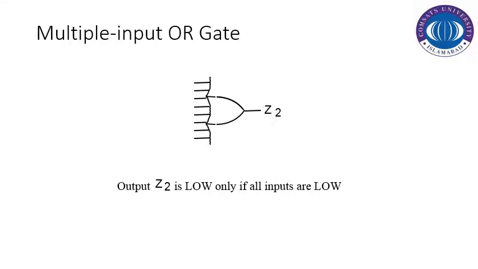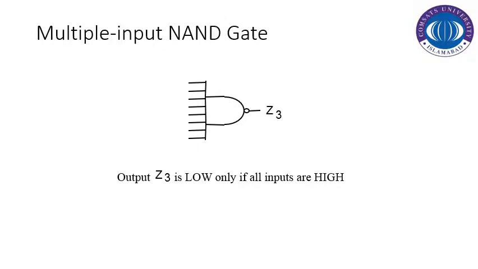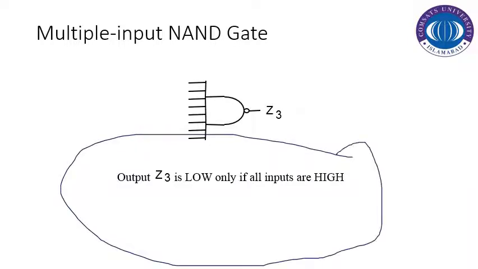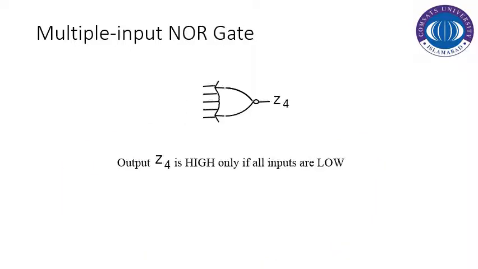Similarly, with the OR gate, we can say that only if all the inputs are low, in that particular case, Z2 will be low. And similarly for Z3, because we are using the NAND operation here, Z3 is low only if all the inputs are high. Similar is the case with the multiple input NOR gate.